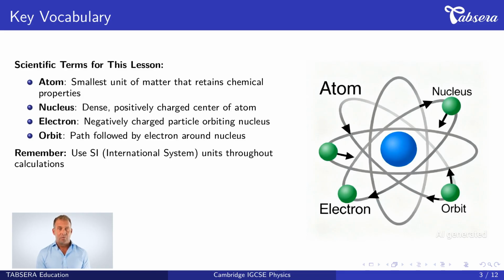Third, electron, which means a negatively charged particle orbiting the nucleus. Electrons have negligible mass compared to the nucleus. Fourth, orbit, which means the path followed by an electron around the nucleus. Electrons move in specific energy levels. Understanding these terms precisely is crucial for Cambridge IGCSE success. Remember to use SI units, the International System of Units, in all calculations.